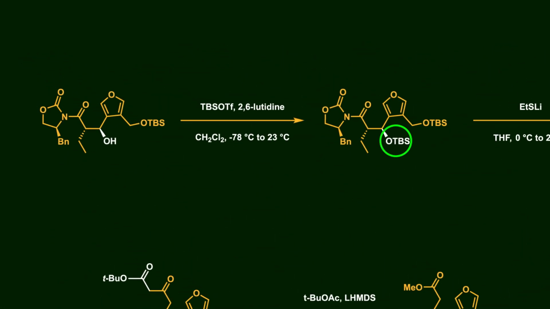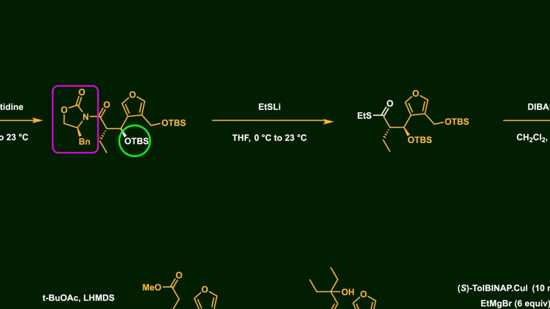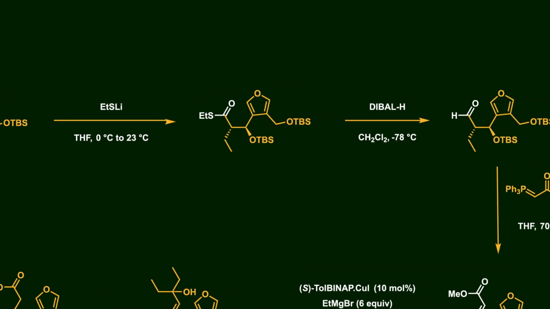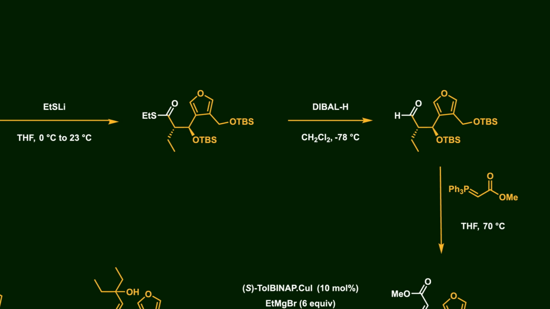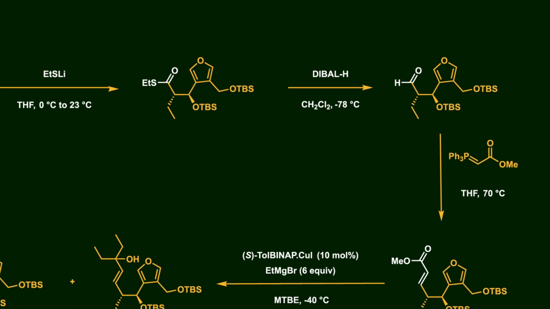In the next step, the resulting alcohol is protected with TBS and the oxazolidinone auxiliary is cleaved using lithium ethyl thiolate, followed by reduction of the intermediate thioester with DIBAL. This protocol is used to prevent over-reduction and allows for controlled reduction to produce the aldehyde.